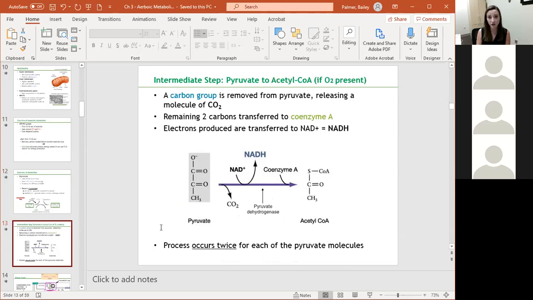We know that we have two pyruvates that were left over at the end of glycolysis. So this talks about how, one at a time, we're going to convert them into acetyl-CoA. What the question is going to ask is, what are the byproducts of this? How does this process work? So we know pyruvate here. During this process, we lose a carbon, which combines with oxygen, and we see that here. So we have CO2 as a waste product.